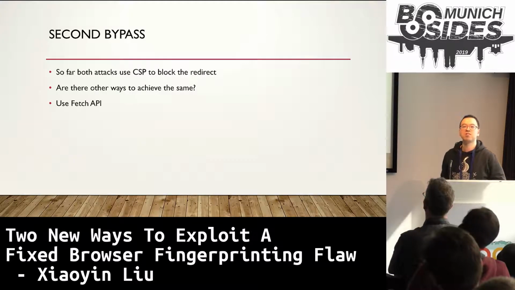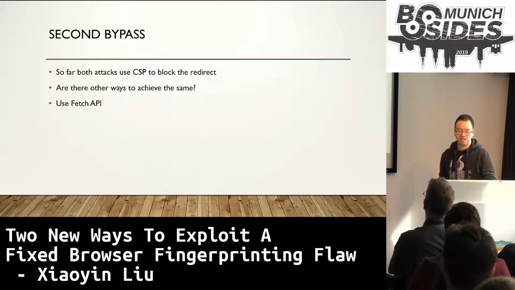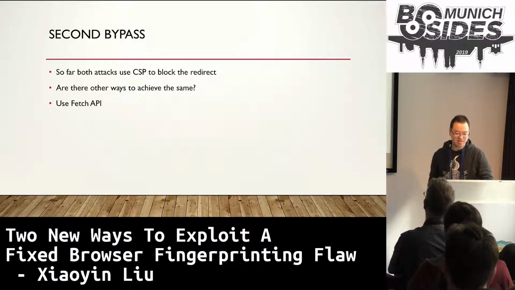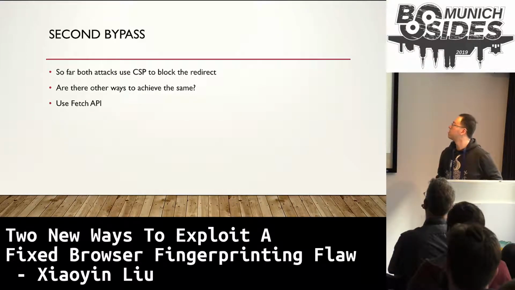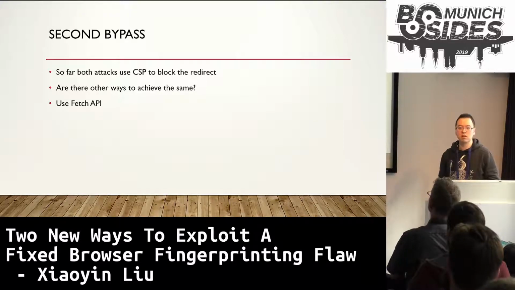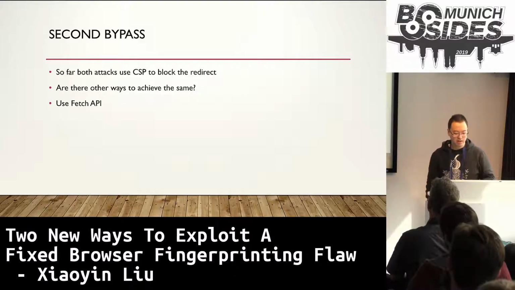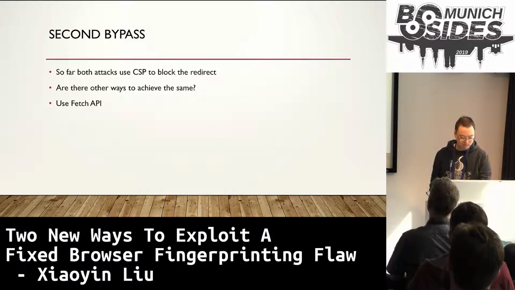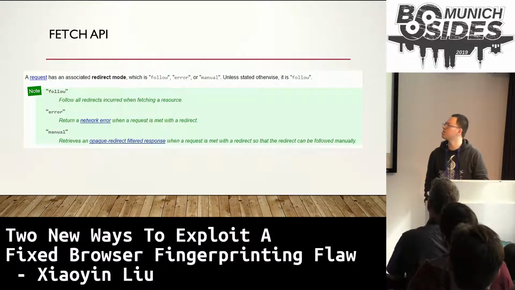Okay, so they now fixed the first bypass, and then I was wondering if there is a second bypass, and it turns out yes. So far we used the content security policy to block the HTTPS request, but are there any other ways to achieve the same effect? Actually, yes. I just found that we can use the Fetch API to do that. So what is the Fetch API?